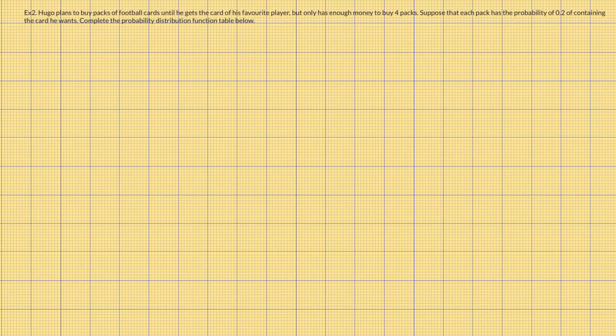Example 2. Hugo plans to buy packs of football cards until he gets the card of his favourite player, but only has enough money to buy 4 packs. Suppose that each pack has the probability of 0.2 of containing the card he wants. Complete the probability distribution function table below. Let X equal the number of packs bought.